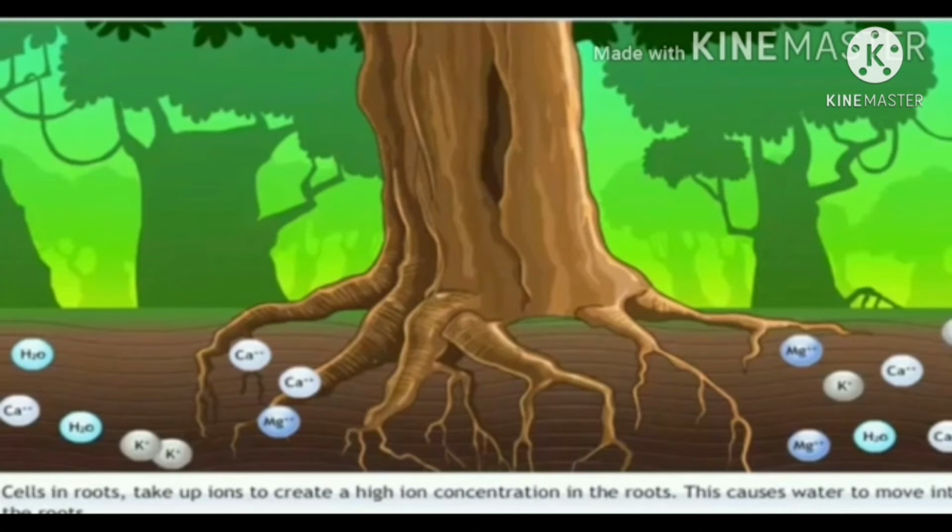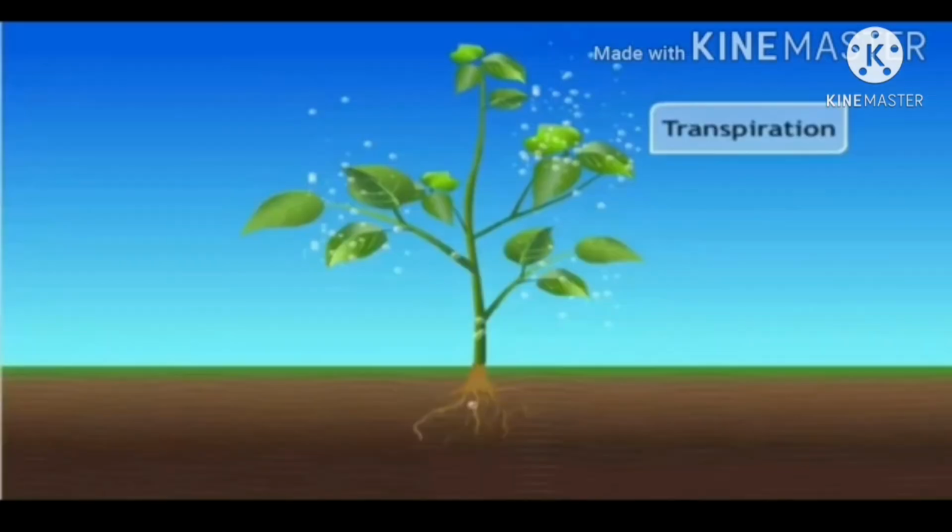What is transpiration, children? Yes, the loss of water in the form of vapor from the aerial parts of the plant is known as transpiration. This creates a suction which pulls water from the xylem cells of the roots. That is called transpiration pull.